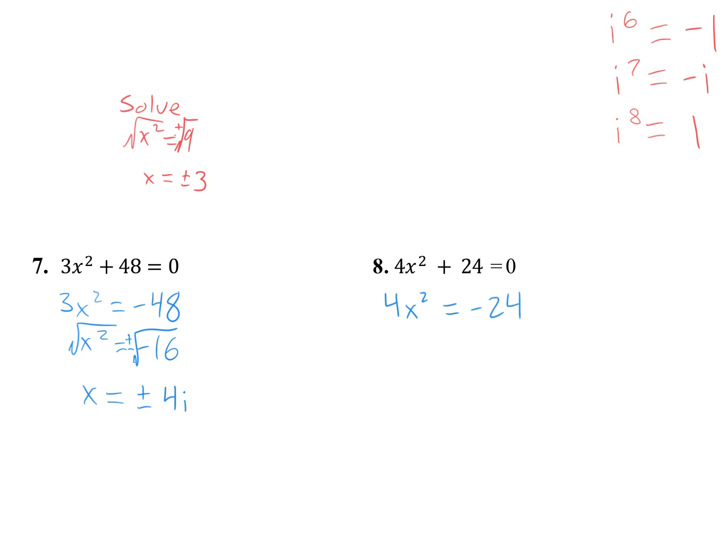All right, after we divide by 4, we see that x squared equals -6. Square root both sides, plus or minus on this side. All right, so 6 is not a perfect square. If we broke down 6, we would get 2 times 3, and there are no pairs there, so we can just pull out the I.